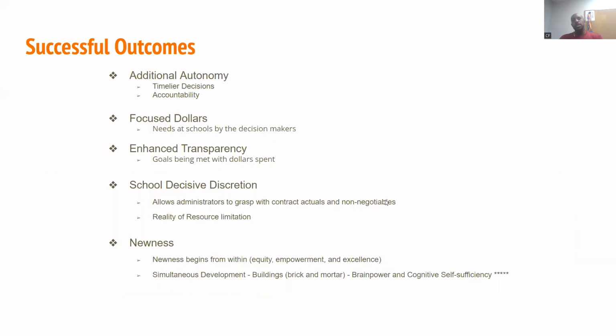So what are the outcomes? The outcomes of the weighted student funding is additional autonomy for the principals and the stakeholders at the school, where they can make timely decisions of what they need, when they need it, how they need it, and they don't have to ask the central office for it. Focused dollars, you're talking about interactive conversations that are happening at the site between the administration, the principals, and the teachers who have that first-hand knowledge of what the students need. Greater sense of transparency. So again, you're having that discussion at the administrative level, not just from the central office to the site, but at the site to the teachers, to the students.